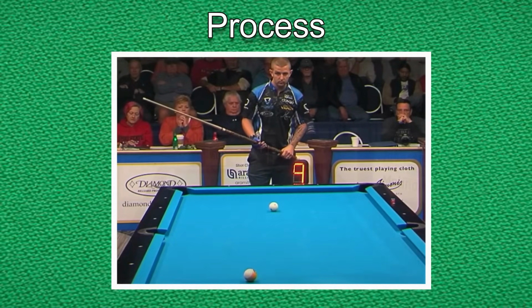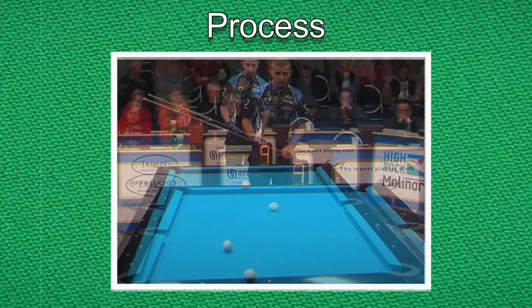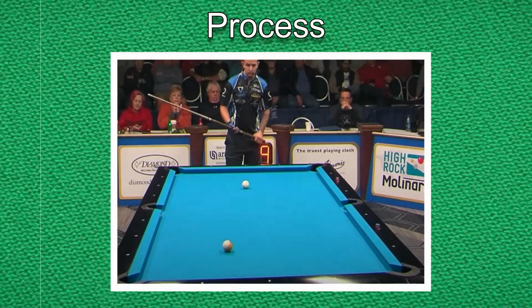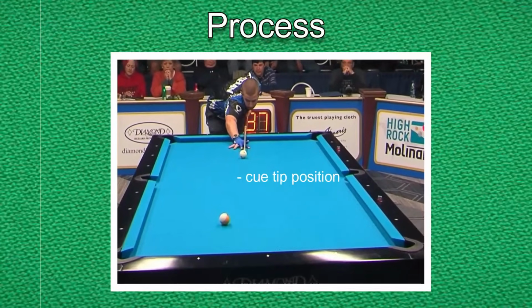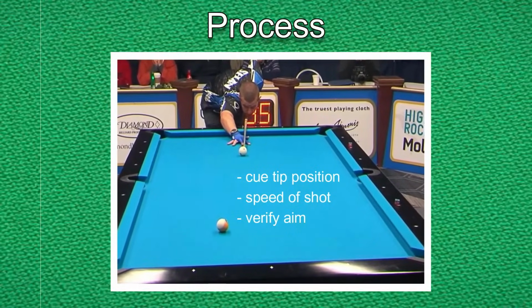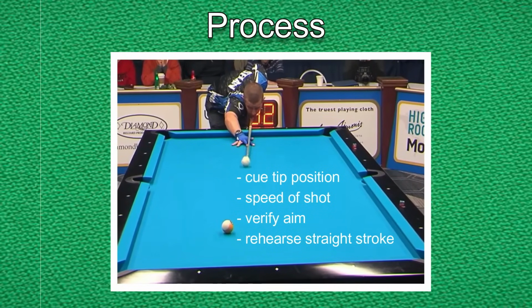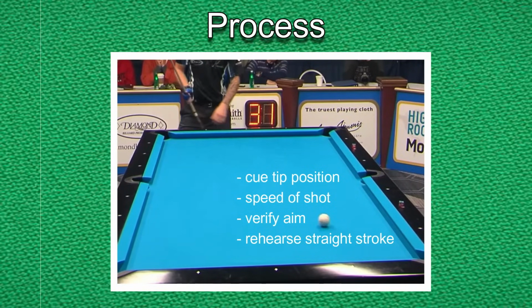For too many years, I thought that aiming is what you did when you were down on the cue ball. But your warm-up strokes are only for checking the cue tip position, speed of shot, verifying your aim, and rehearsing a straight stroke delivery. Now let's take a look at the half ball hit.